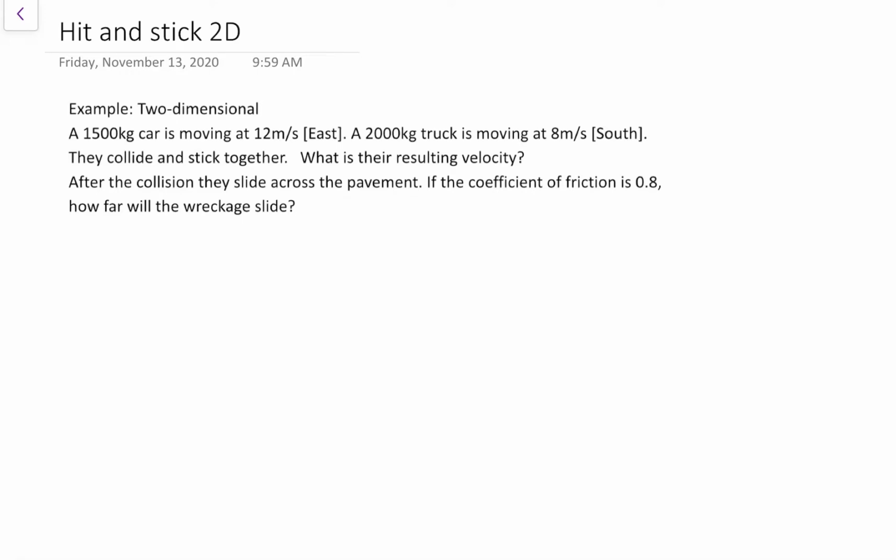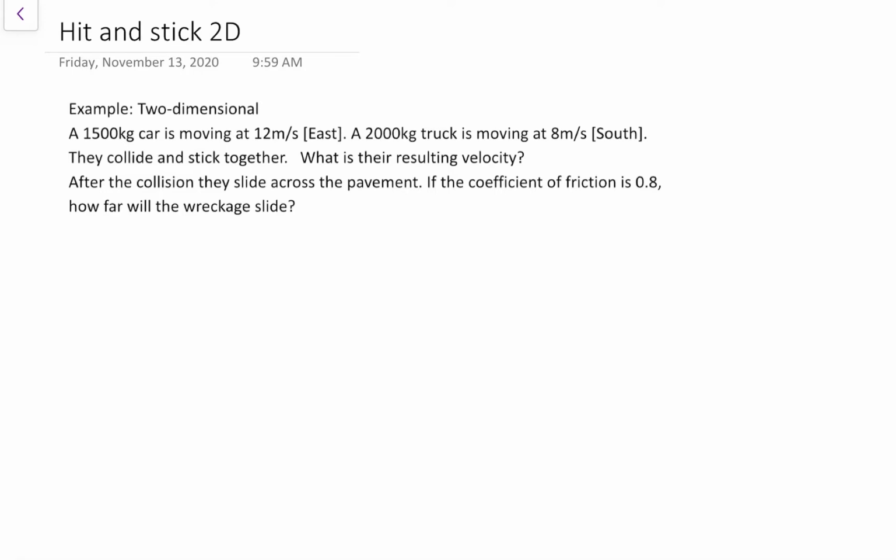So a classic two-dimensional hit and stick situation is we're going to consider two vehicles coming together and unfortunately crashing. I'm always going to push you to draw a diagram. I think you need to have that visual as you set up your components. We'll just take it one step at a time and see if we can put it together.